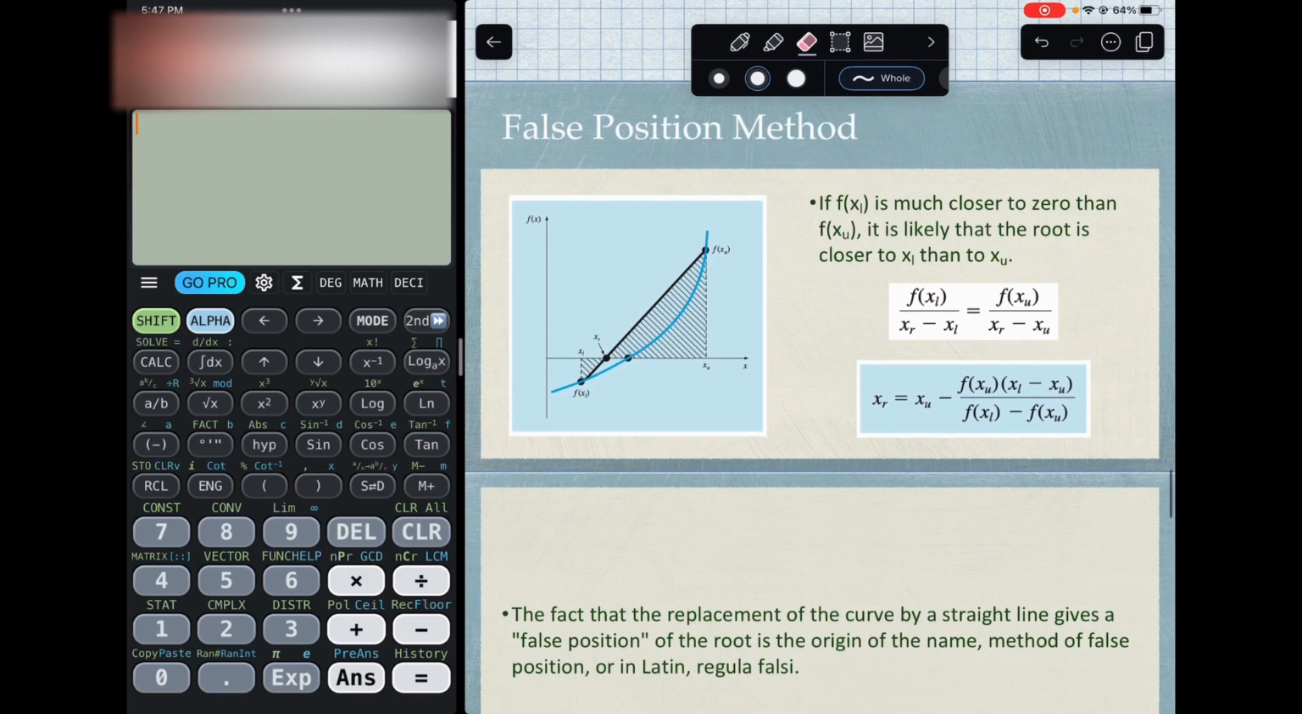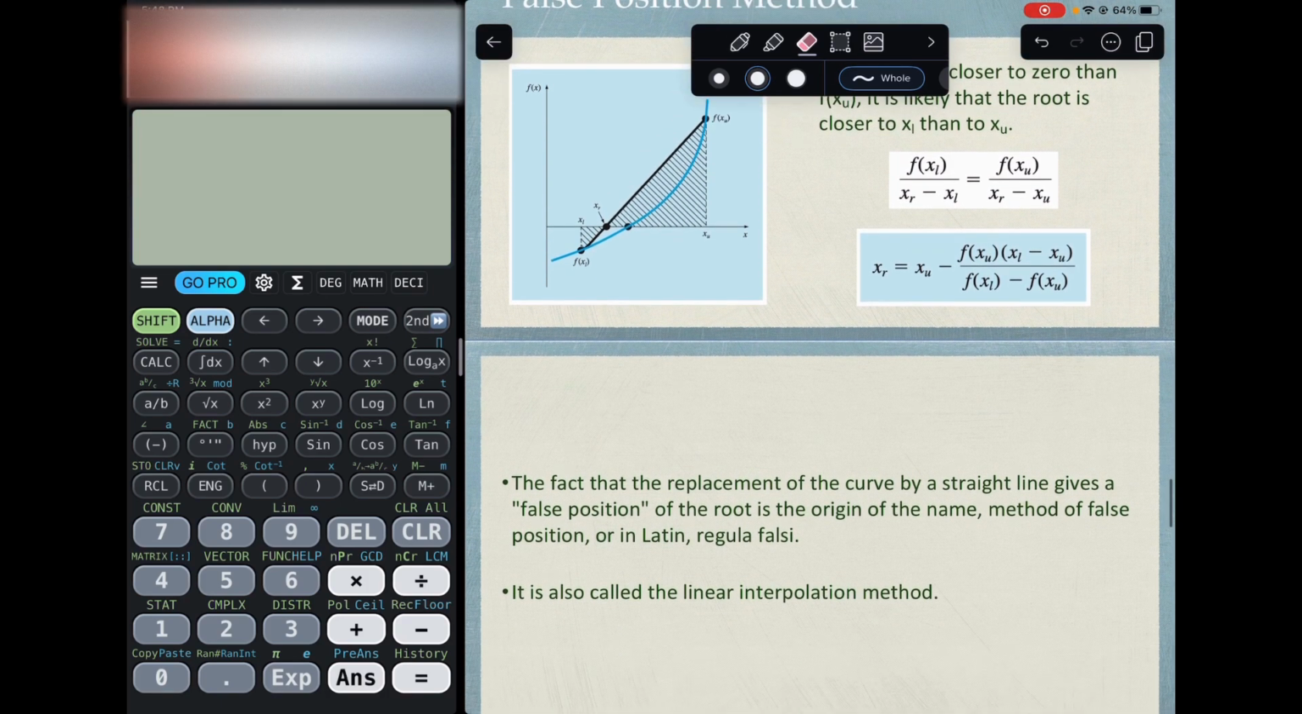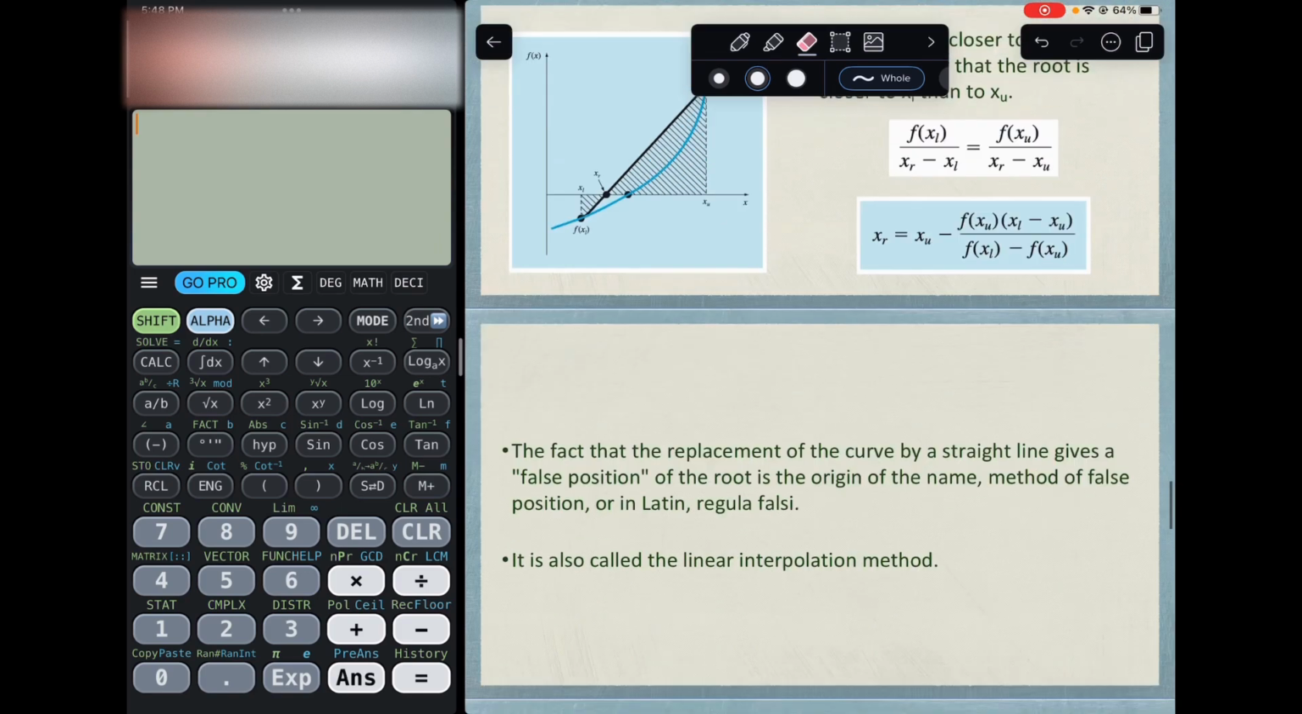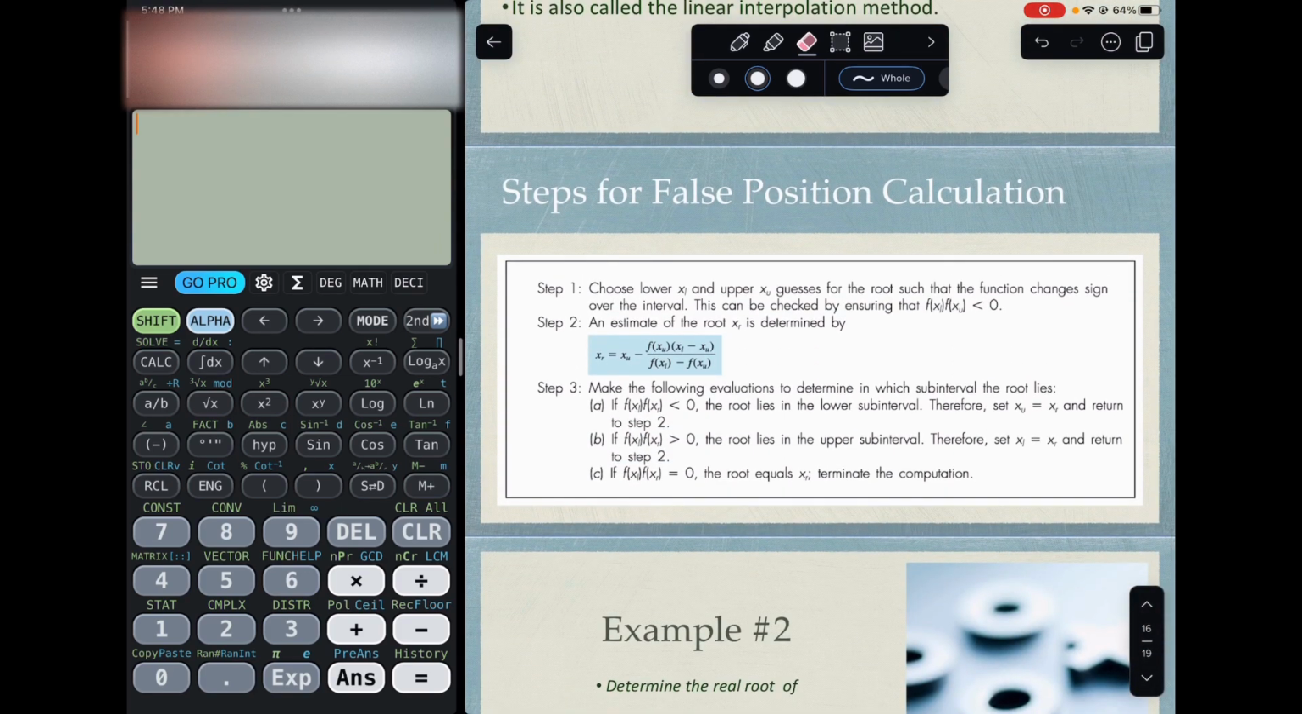By the way, the false position method has other terms. Particularly, regula falsi is the most common one. Regula falsi or false position method is the same approach. The false position method is a bit faster as compared to the bisection method. As you can see here, the steps for false position calculation are exactly the same as those of the bisection method. The only difference is our calculation for the x sub r.